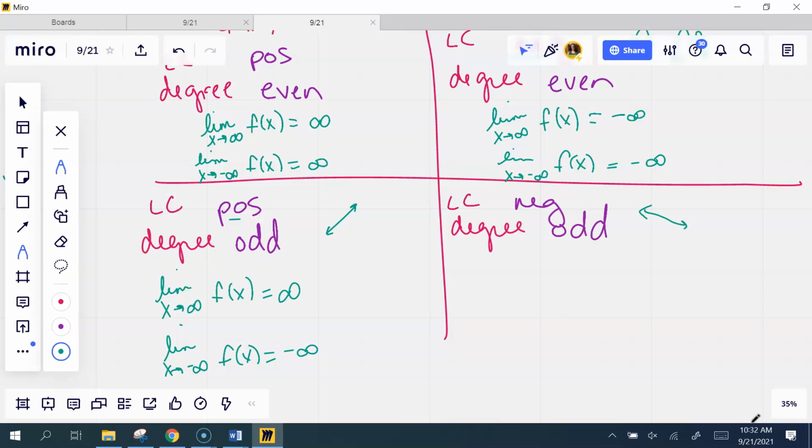For an odd negative, that's just flipped around. So the limit as x goes to infinity of f of x would be what? Negative. And on the left, positive.